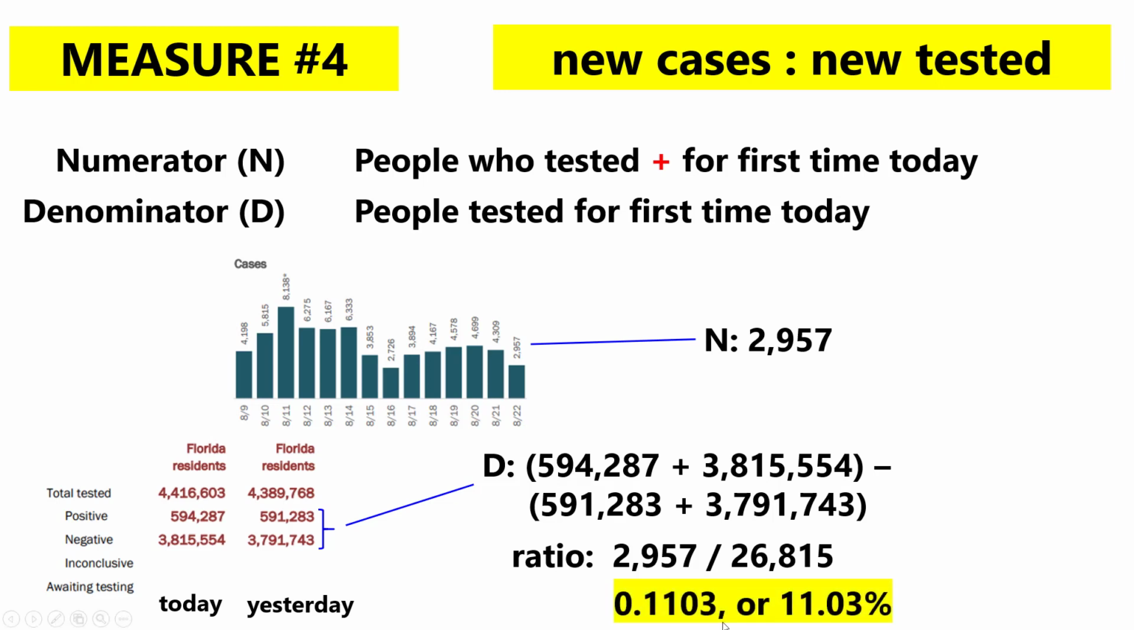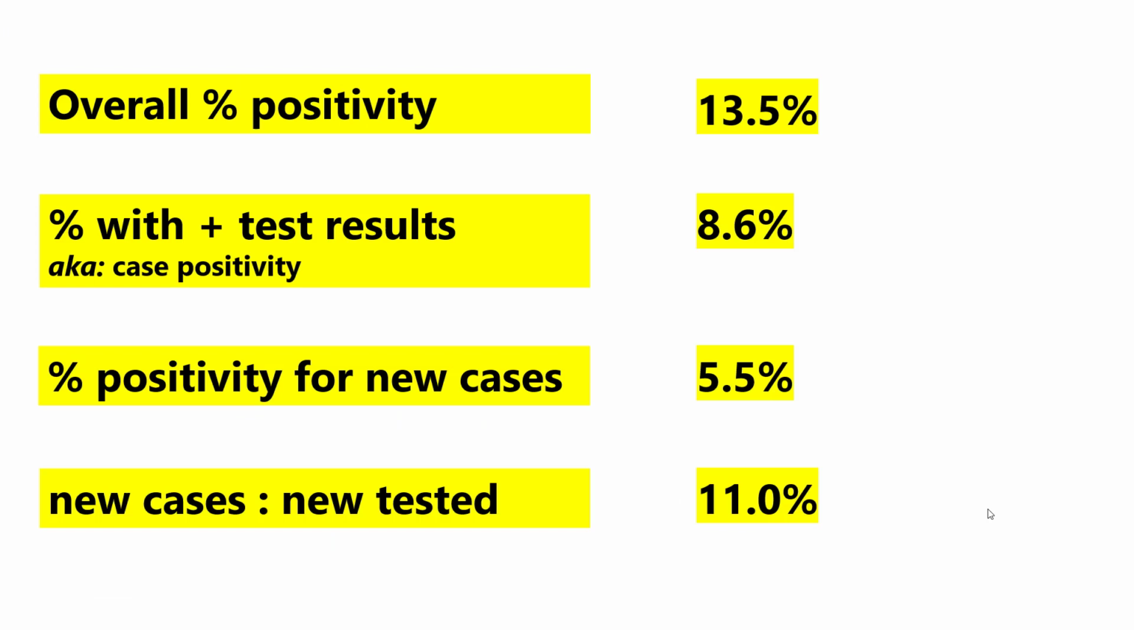And so again, since it's a ratio, I would say this is 0.1103, but since all of the other positivity measures are expressed as a percentage, I don't think it's too misleading to also present this one as a percentage, so that would be 11.03%. But again, just keep in mind that this is a ratio and it's not a proportion, and we'll get into that in some of the next slides. So this is what we're left with.